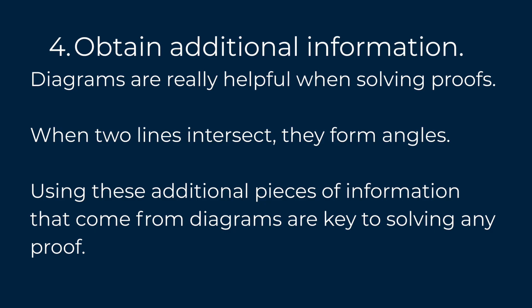Diagrams. Now, a while back in lesson 1.8 in 2-column proofs, I said that diagrams can be misleading, but when used correctly, they can be key parts to knowing what to gain from the diagram, and they can also help you solve proofs. For example, when any 2 lines intersect, they form angles. And using these angles can help solve the angles of a triangle, or the sides of a triangle, or so on. Using these additional pieces of information that come from diagrams are key to solving any proof.